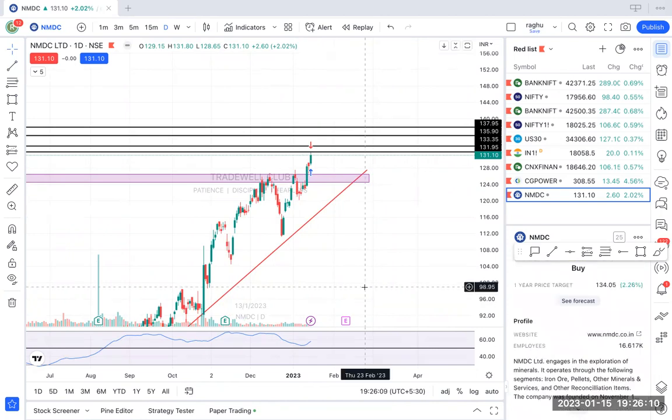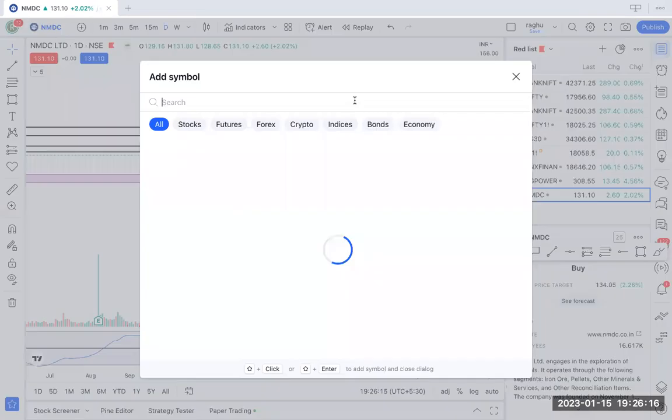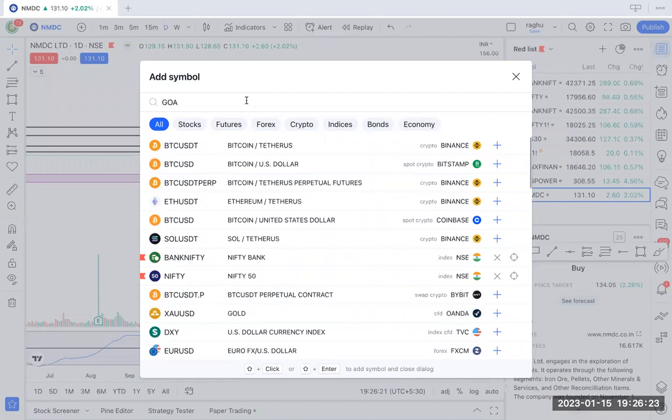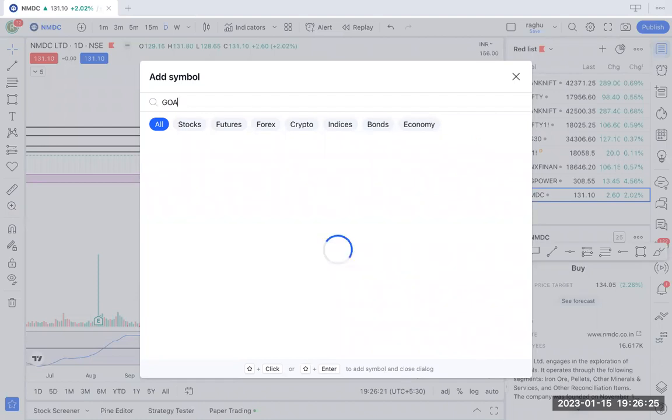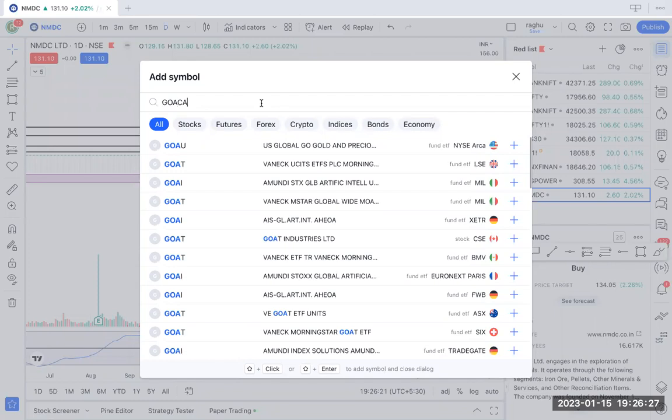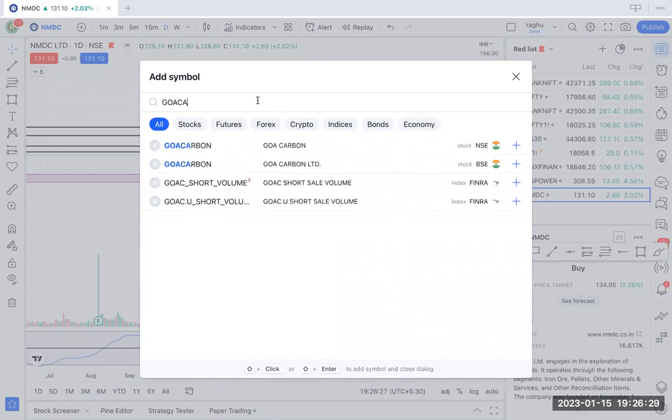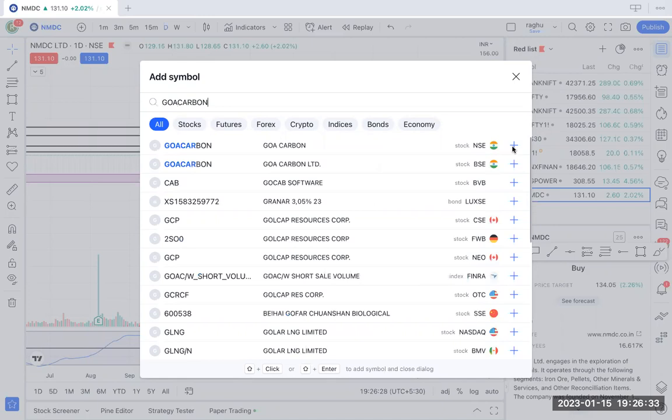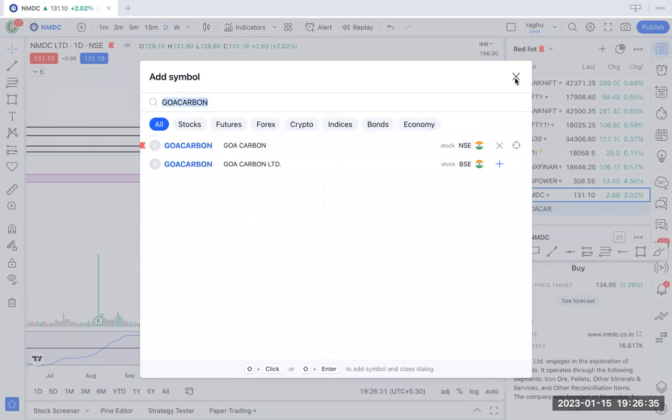I'm in Goa Carbon, please. Okay, Goa Carbon will go up, so don't worry. Let's see Goa Carbon quickly. See, Goa Carbon is not coming up, Nelson. Okay, Goa Carbon.